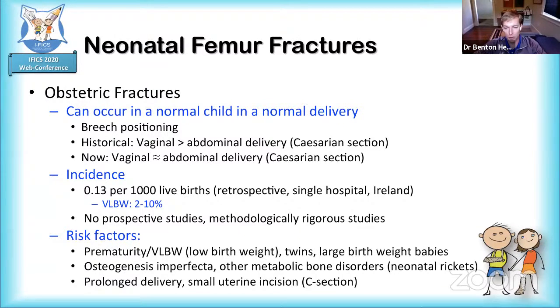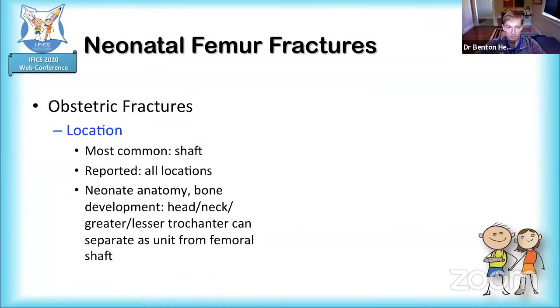So again, the risk factors: prematurity and very low birth weight. So that would include twins, and then also very large birth weight babies who are associated with difficult deliveries. Osteogenesis imperfecta and other metabolic bone disorders such as neonatal rickets, and then prolonged delivery or a small uterine incision in the case of a C-section.